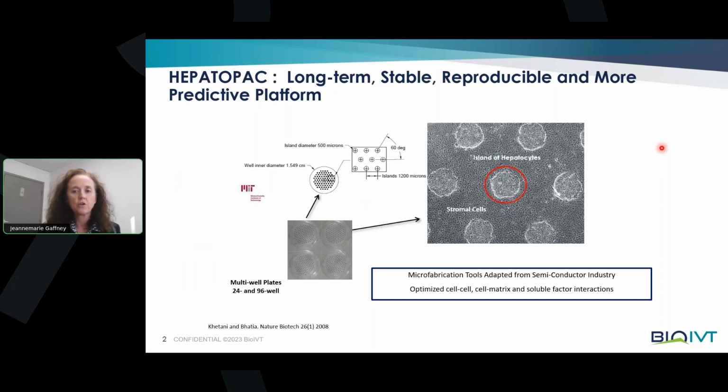This has allowed us to create domains of hepatocytes surrounded by stromal cells. In the bottom image here on the left are examples of those domains of hepatocytes which have been stained in the wells. The image here on the right provides a representation of the islands of hepatocytes surrounded by the stromal cells. This micropatterned architecture allows for homotypic interactions between the hepatocytes on these islands and heterotypic interactions between the hepatocytes and the stromal cells. This allows for optimized cell-cell, cell-matrix, and soluble factor interactions.